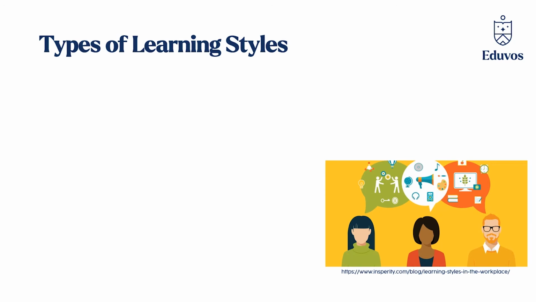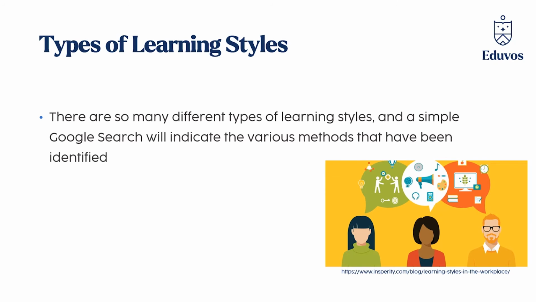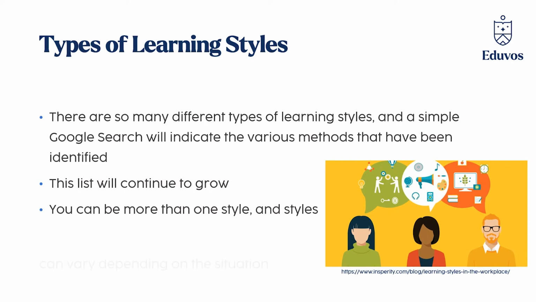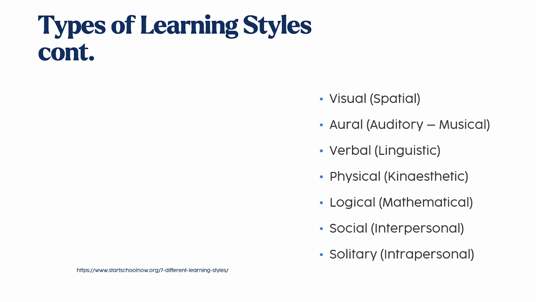Okay, types of learning. There are so many different types of learning styles, and a simple Google search will indicate the various methods that have been identified. This will continue to grow. You can be more than one style, and styles can vary depending on the situation. These are the main ones. Out of all of the different models that have been presented, these are the ones that mainly pop up.